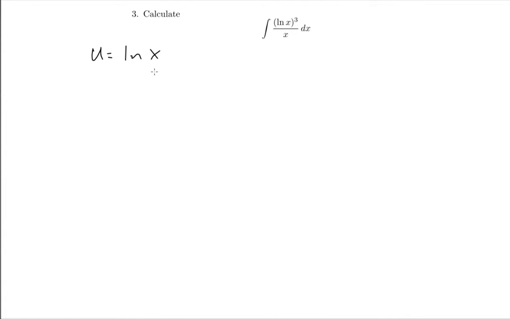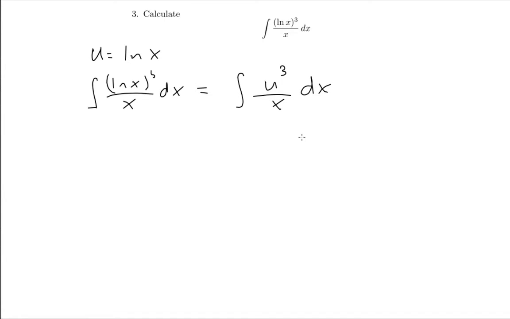So it's usually a good idea, whenever the derivative of your choice of u, or a multiple of it, is still in the question. That's usually a good indication that that's the u you should be choosing. So we're going to choose u equal to ln x. This is my original problem, (ln x) cubed over x dx. Doing a straightforward substitution, I'm going to sub in what u actually is. So this becomes u cubed over x dx. I've done nothing here but replace the ln x's by u's.